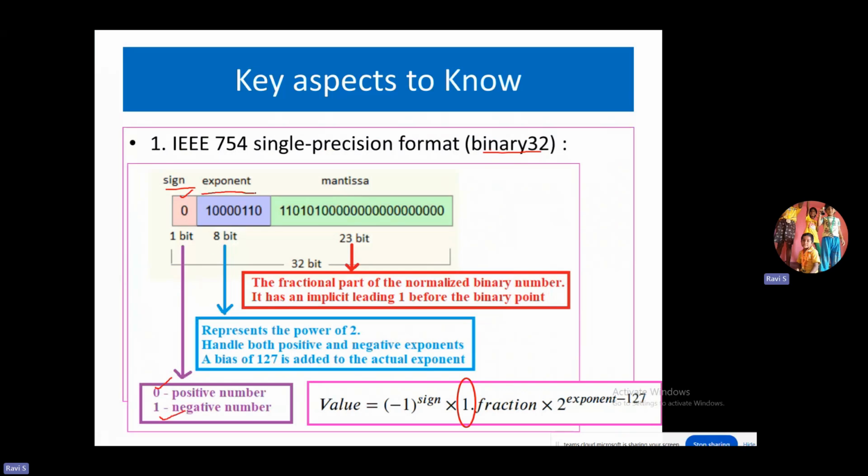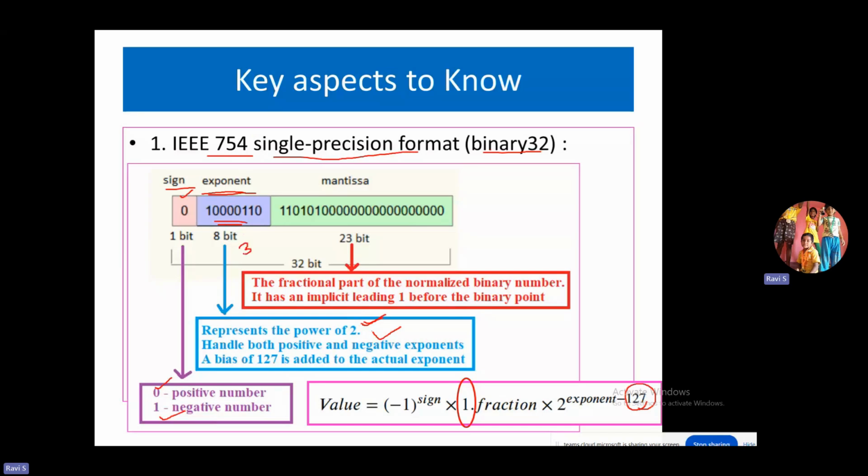Coming to the next set of bits, it represents the exponent. It is not just a normal exponent, it is a biased exponent. It represents the power of 2. Normally we speak about power of 10, 10 power 3, 10 power 2 and all, but because it's a binary representation, it is power of 2. It can represent both positive as well as negative values, and it is a biased number. Biased in the sense that we add some additional value to the original one. In IEEE 754 single precision format, we add 127 as the bias value.